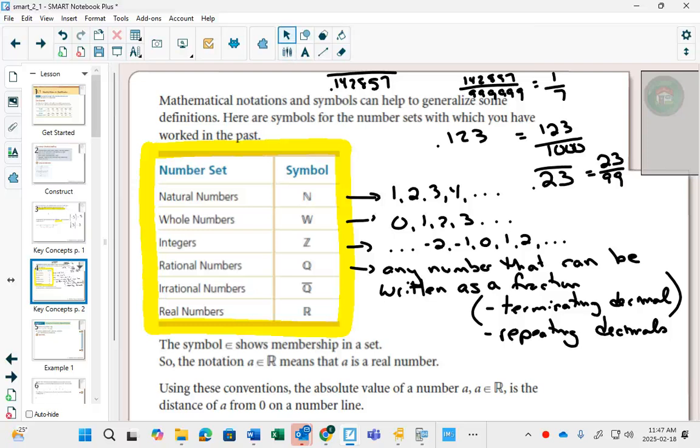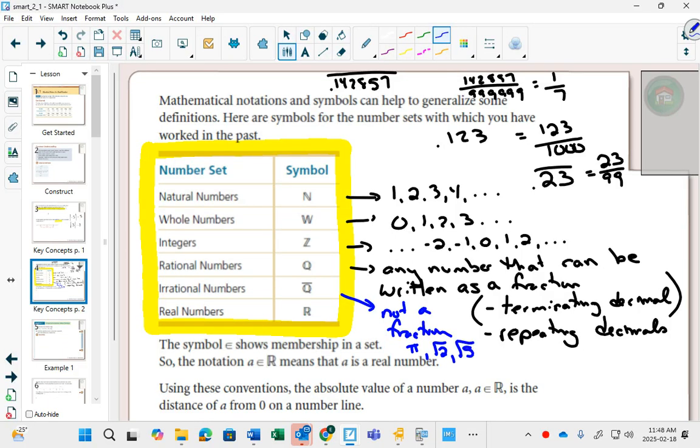Which gets us to, and I'll change color here, anything that cannot be written as a fraction, that is an irrational number. And you've been introduced to some of these already. Like pi is an irrational number that goes on forever and never repeats. This unit will be dealing a lot with square roots. So square root of 2, square root of 5. Those are not fractions. And they continue on forever and never repeat.